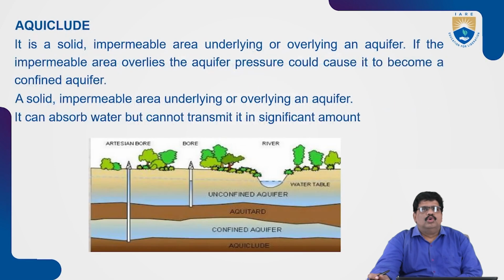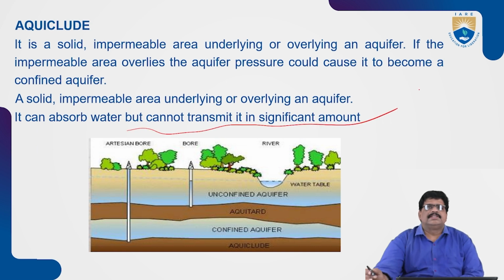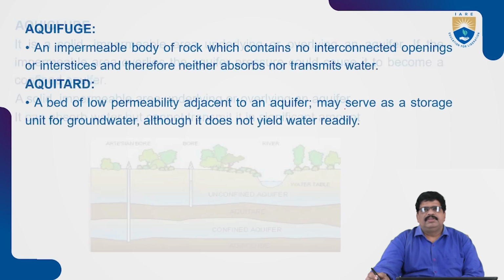So aquiclude, very very important. Aquiclude is a solid type of material in the area underlying the aquifer, an impervious layer. Aquifer pressure could become a confined aquifer. A solid impermeable area underlying or overlying the aquifer can absorb the water but cannot transmit the water. This is called an aquiclude. The important point: it cannot transmit significant amounts of water.